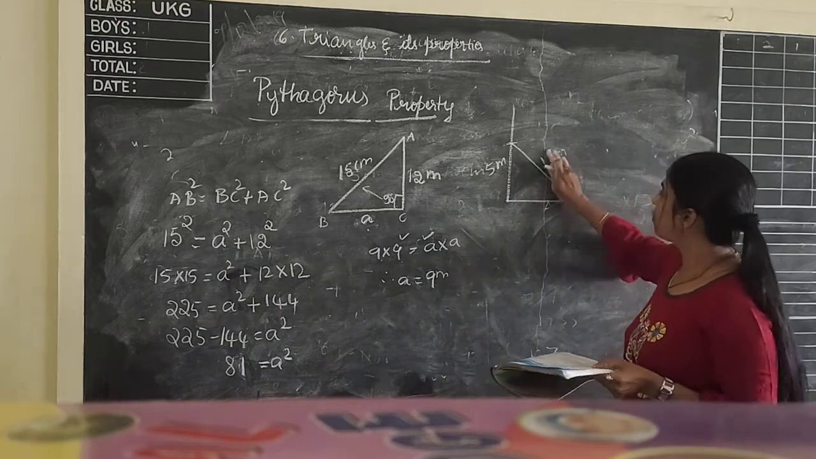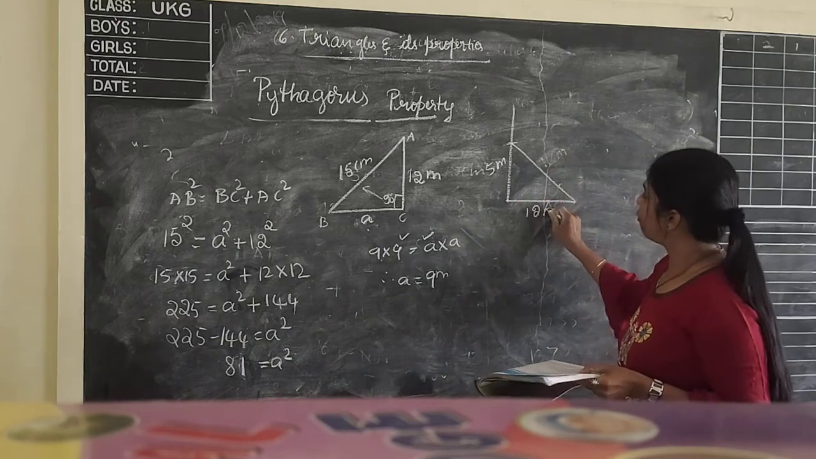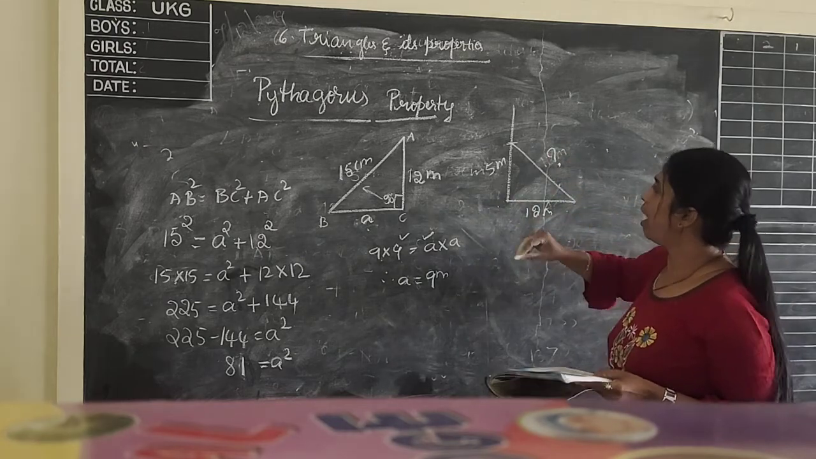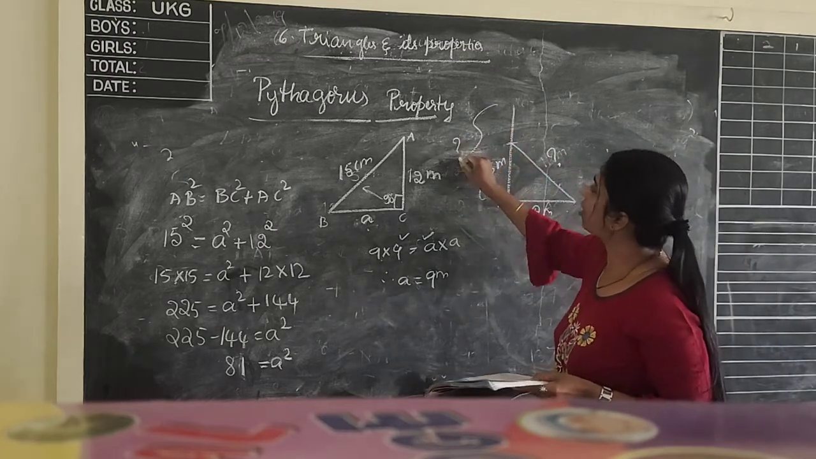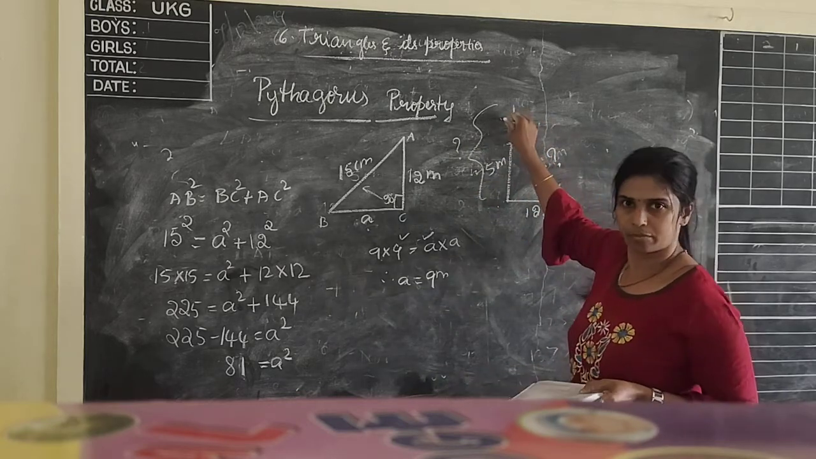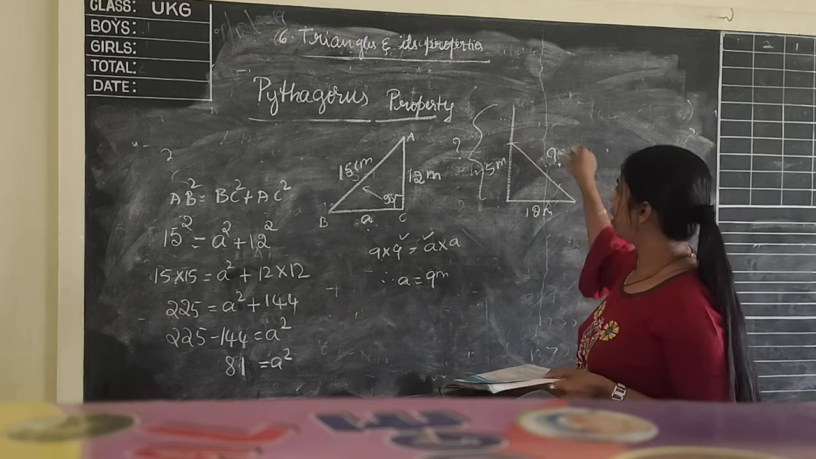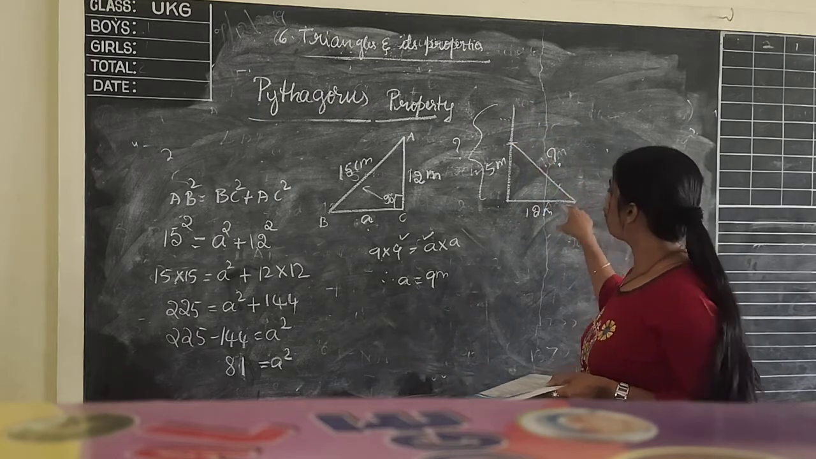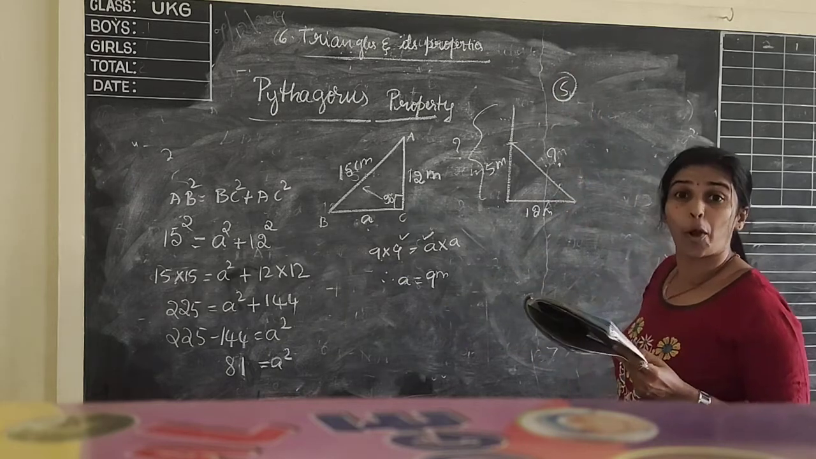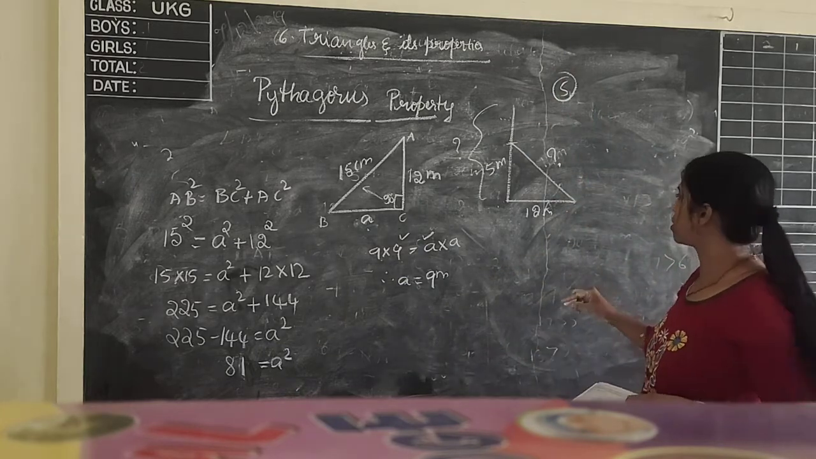Not this is 12, this is 12. From the base to top is 12. This is asked, and the full height of the tree is also asked. This and this are same. We know this only broken and fall down here. So find this one. Question number 5 from the reader, exercise 6.5. Write the question and solve this.